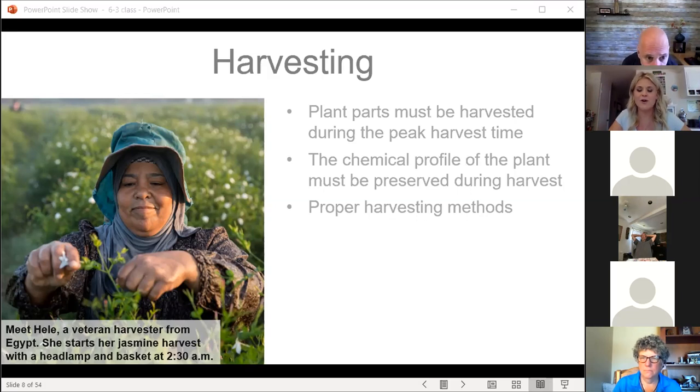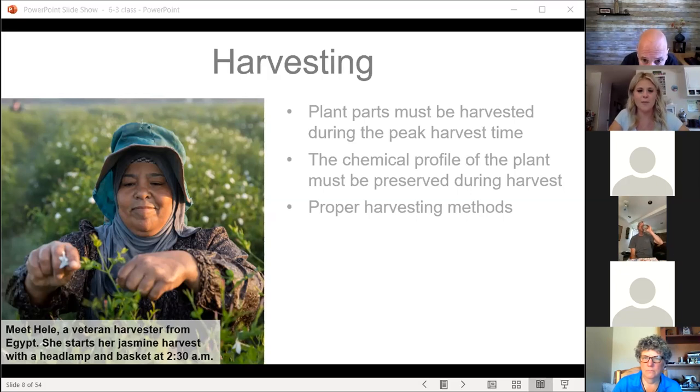The flowers have to be harvested early in the morning before the buds have time to actually open. So even waiting an hour or two too long can actually impact the chemical content that this flower has that we're trying to pull the oil from.